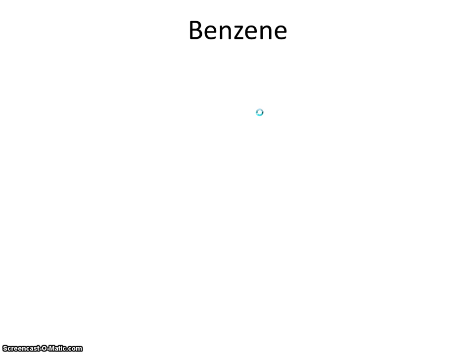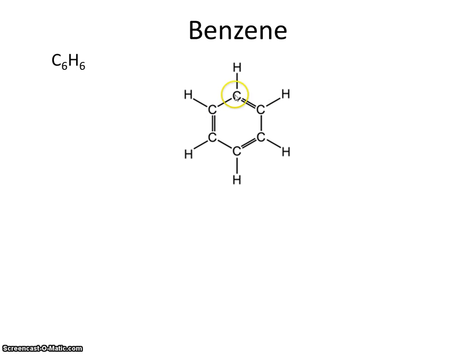It's used as the building blocks of many pharmaceuticals. It's also a common solvent. Benzene has 6 carbons and 6 hydrogens. The unique thing about benzene is that the carbons are arranged in a ring. Now you can see that the carbons have alternating single and double bonds.